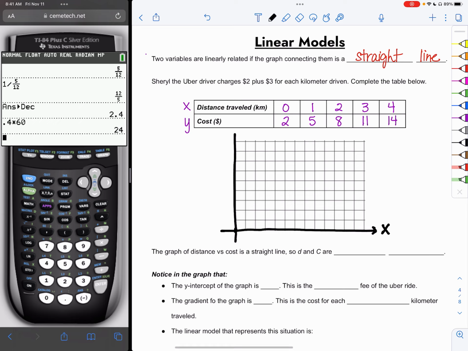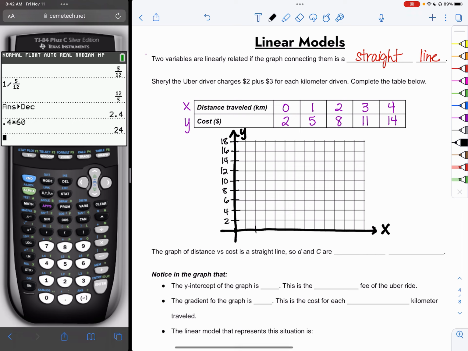So here we have our x-axis, we have our y-axis. Once we scale our axes, we also need to make sure we number them when we draw our axis. The highest y value is 14, so I'm going to go by twos. So 2, 4, 6, 8, 10, 12, 14, 16, 18.